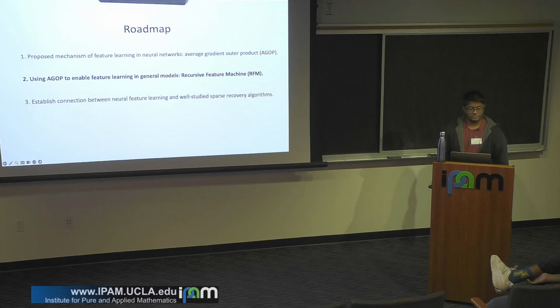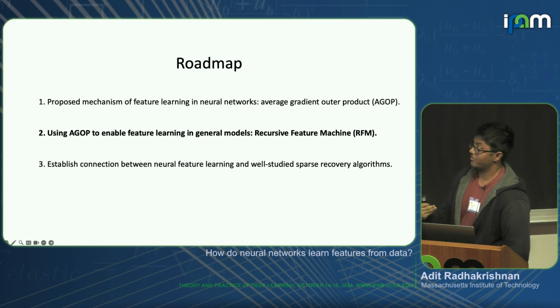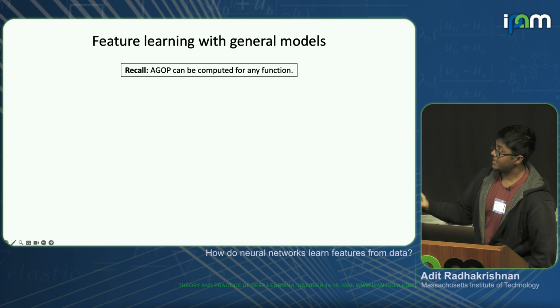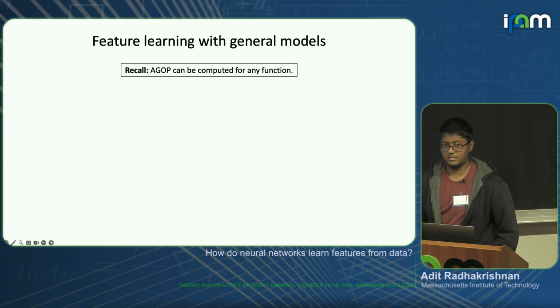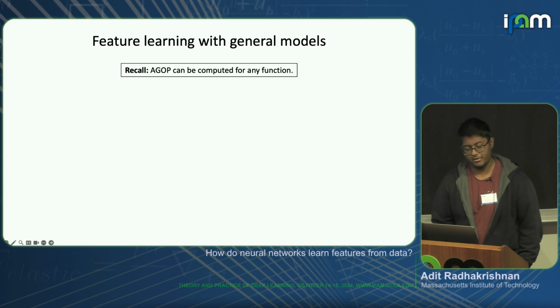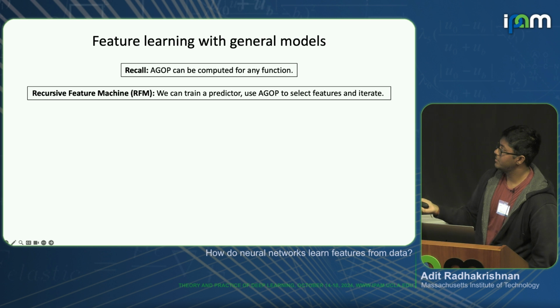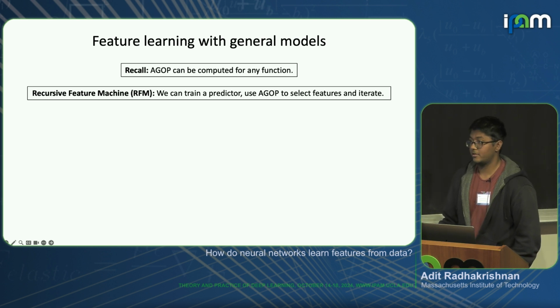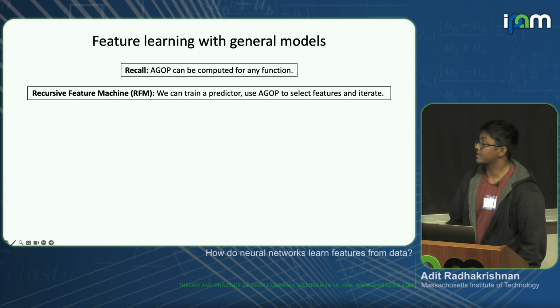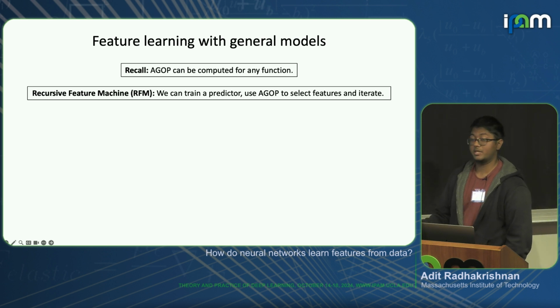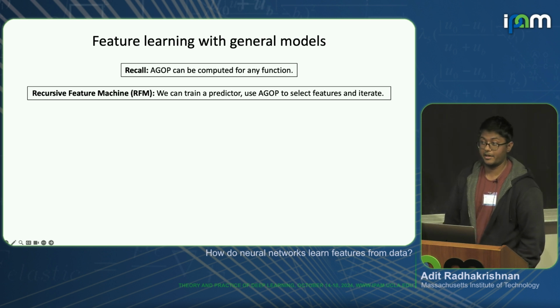But for the second portion of the talk, I'm going to focus on showing that AGOP can enable feature learning in models beyond just neural networks. And so we stated earlier that AGOP can be computed basically for any differentiable function. And so the idea here for a recursive feature machine, the algorithm that we developed, is that we can just take a predictor that's trained on data and just use the AGOP to select features and iterate. And importantly, if we take things like kernel machines, which have no native feature selection mechanism, we can now enable feature learning in these models just using the AGOP.